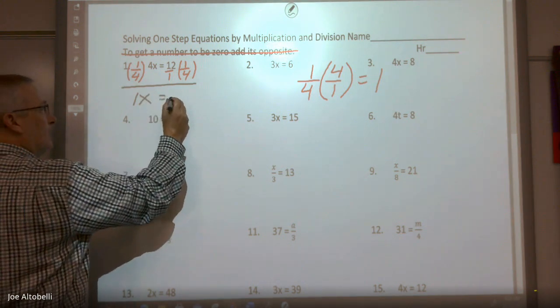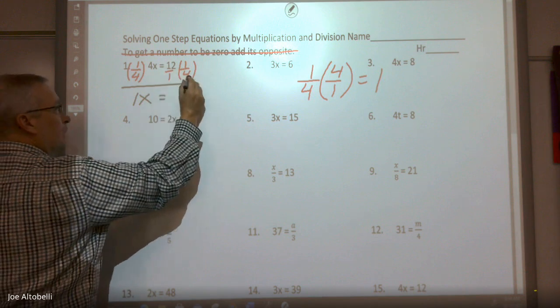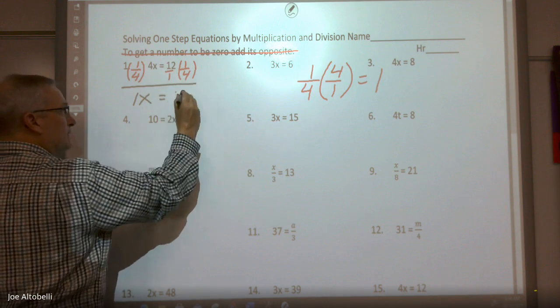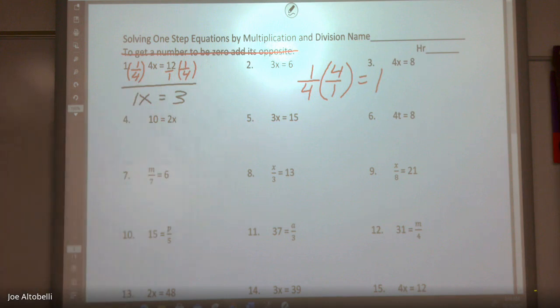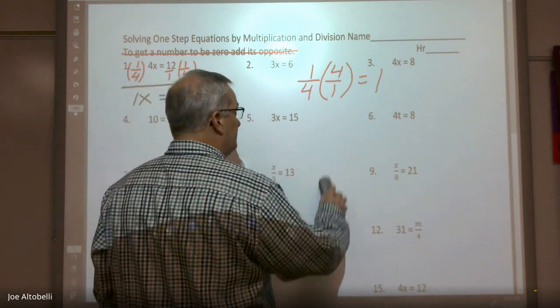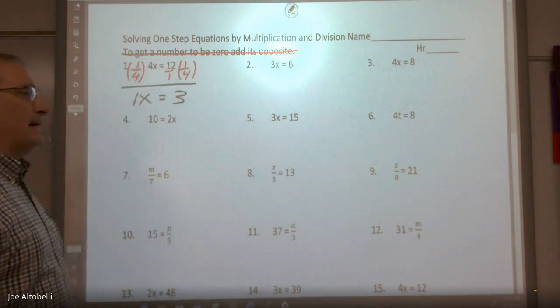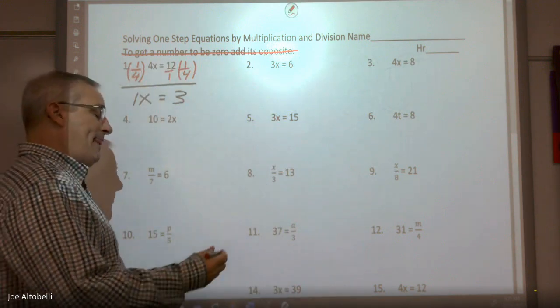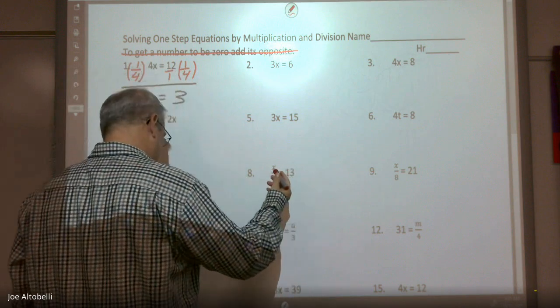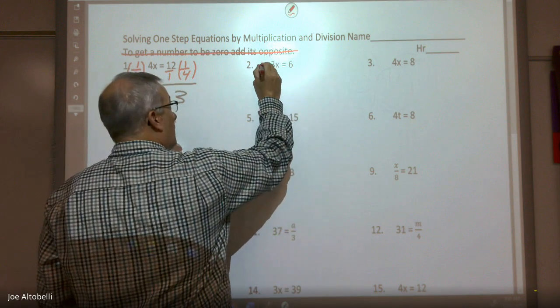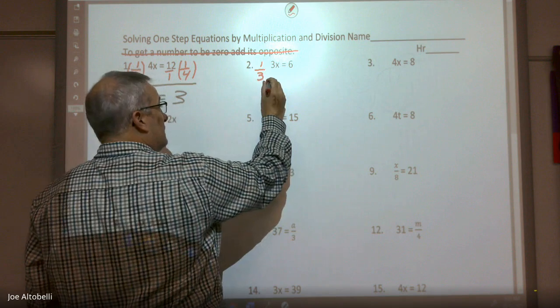And then that equals 12/4, which is what? 3. And there's where the 3 comes in. Okay, so we're going to multiply by the reciprocal, the multiplicative inverse. Okay? All right. So, number 2, what am I going to multiply by? 1/3. You multiply by 1/3.